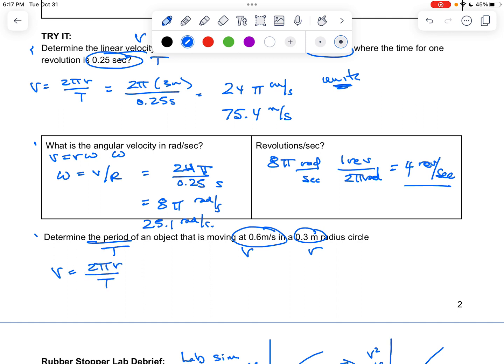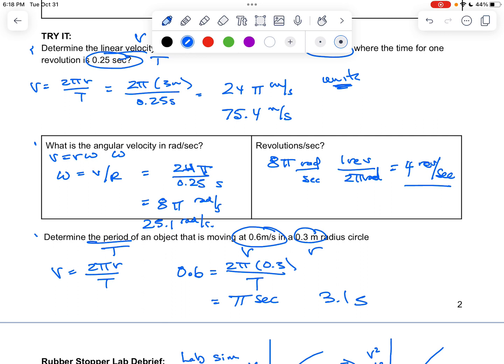I can substitute numbers in and get 0.6 is equal to 2 pi times 0.3 divided by T. And I can solve through and I get pi seconds, or if you want more decimal places, 3.1 seconds. So hopefully those problems were not too challenging, just some basic stuff.